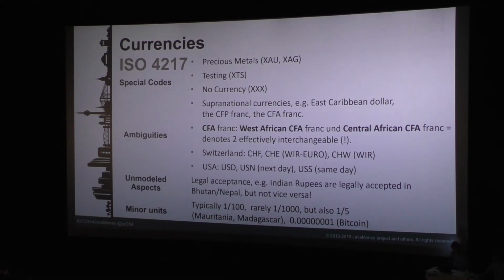And when looking at Bitcoin, which is only an extended part of the ISO currency list, there we have multiple minor units, which is also not represented in the standard. These are just to give you an insight that even for something like an ISO standard, you have to look at it carefully.